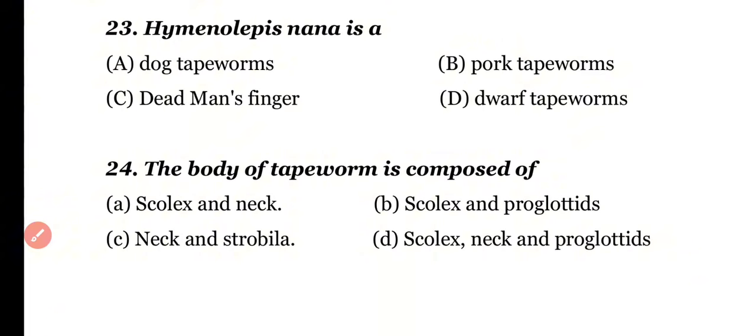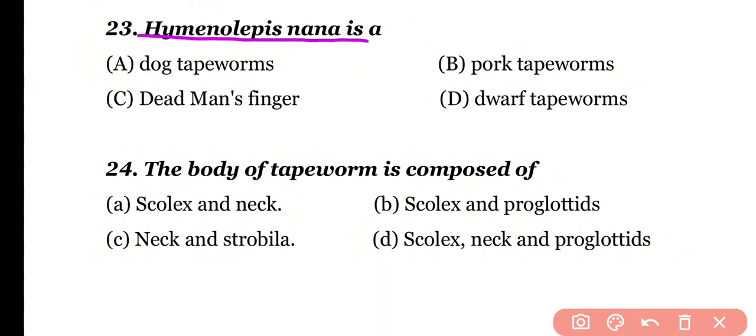Question number twenty-three. Hymenolepis nana is a dog tapeworm, pork tapeworm, dead man's finger, dwarf tapeworm. Correct answer is option D. Hymenolepis nana is a dwarf tapeworm, belongs to class Cestoda.